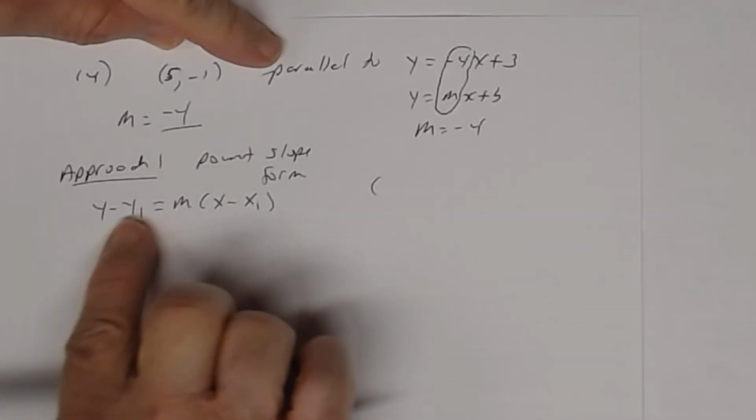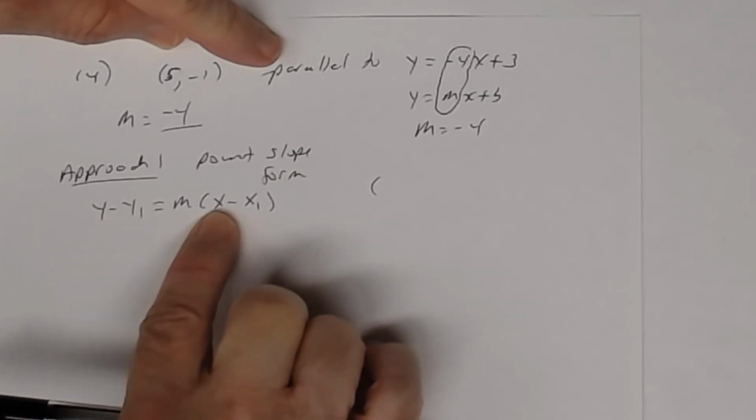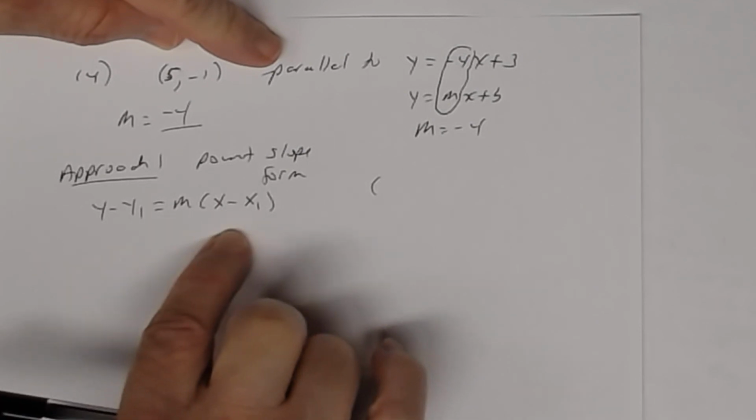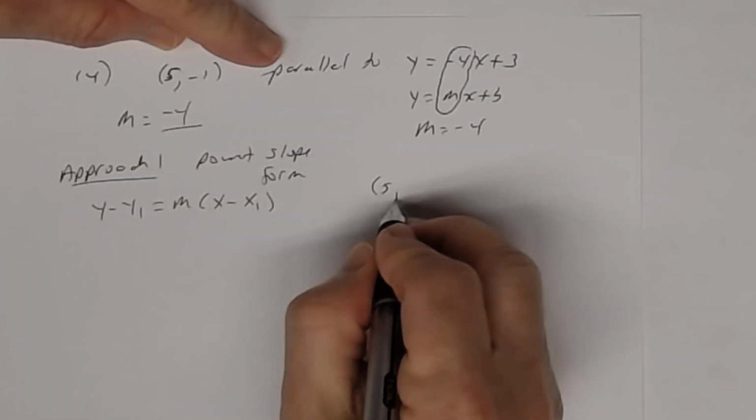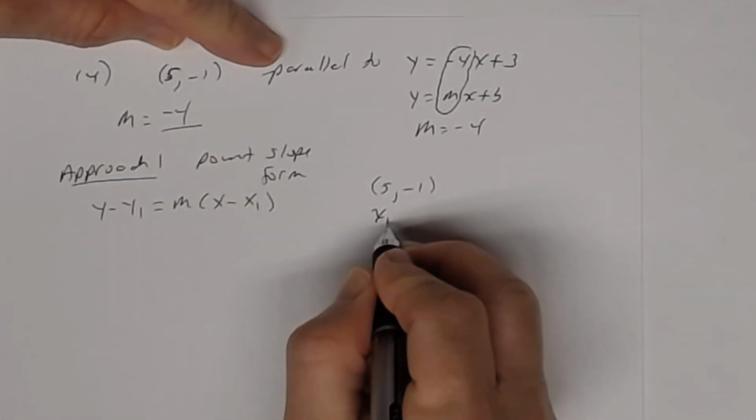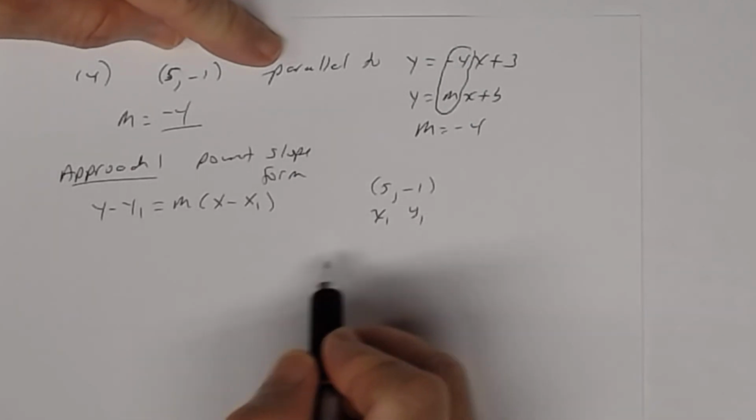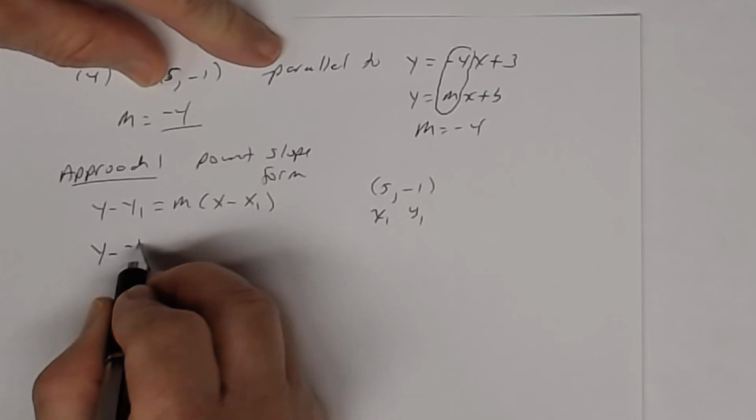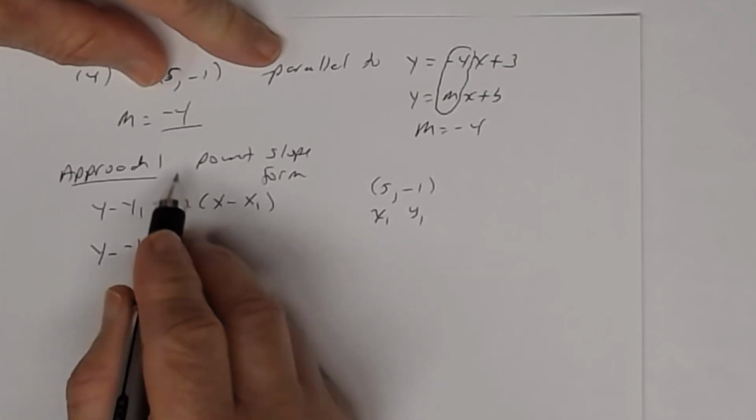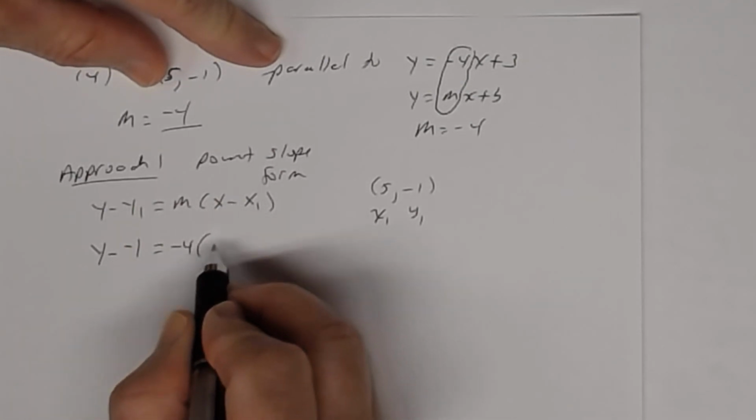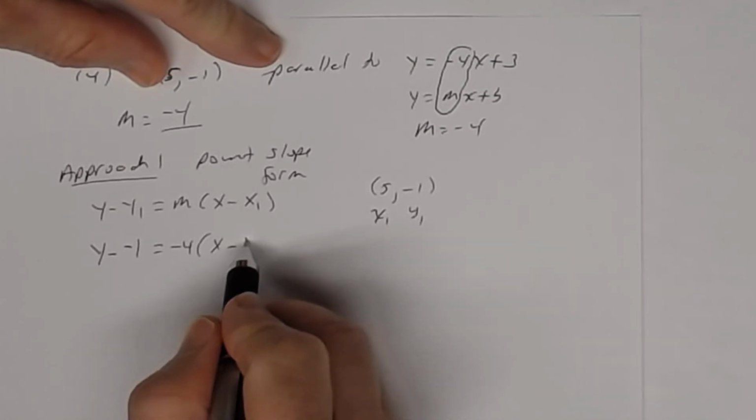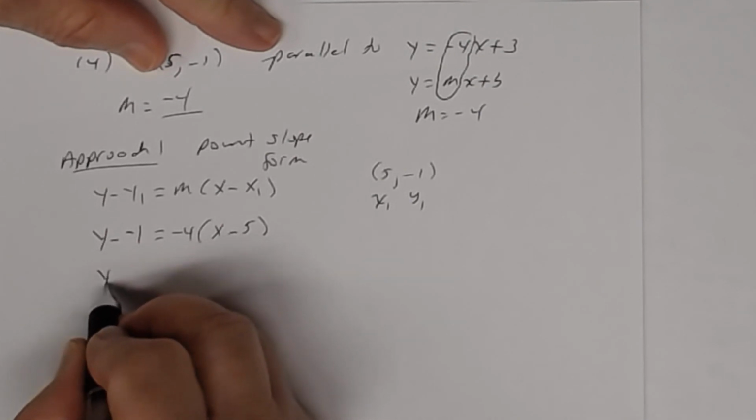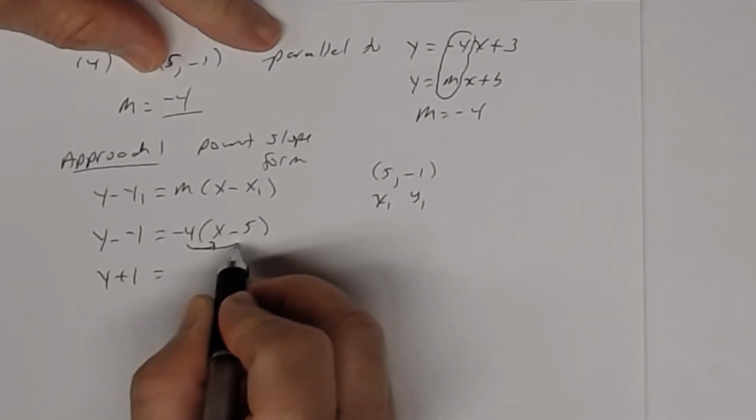So again, in order to use this point-slope form, I've got to know the slope, which I do, and I have to know a point on that line, which I do. So (5, -1) is a point on that line. So this is x1, this is y1. So we're going to take that information and substitute into here. So I get y minus y1, which is -1, equals the slope, which is -4, times x minus x1, which is 5. You got to remember that y subtract -1 means y plus 1, and then distribute the -4.